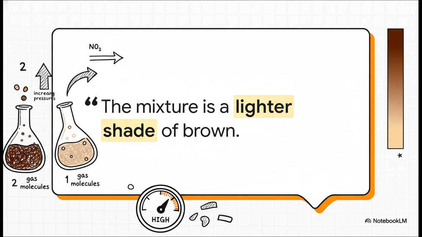Here's the deal. When you increase the pressure, the system tries to relieve that pressure by taking up less space. It shifts to the side with fewer molecules of gas. In our equation, 2 brown molecules combine to make just 1 colorless molecule.